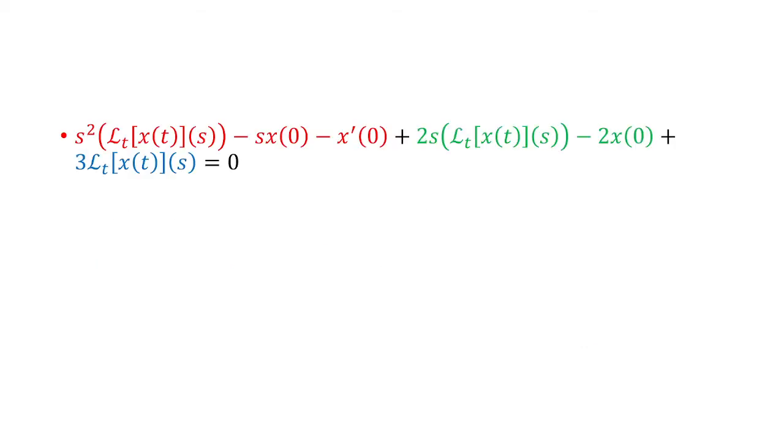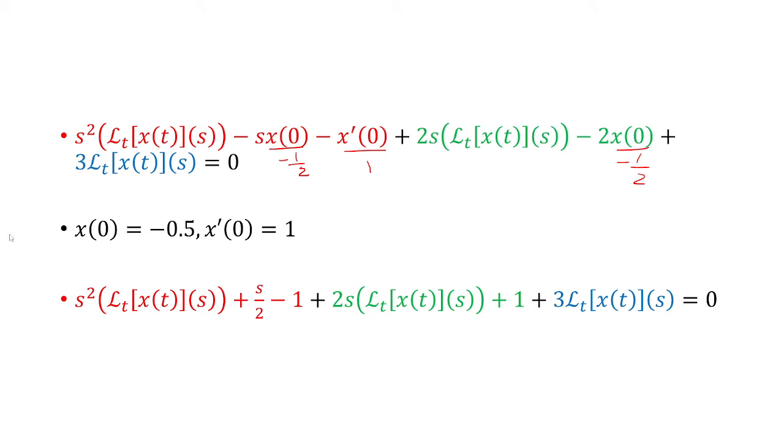Now I want to take advantage of the initial conditions. So x of 0 is negative 1/2, and x prime of 0 is 1. So here, negative and negative becomes a positive 1/2. We have a negative 1 here, and then a positive 1 over here. These are going to cancel.